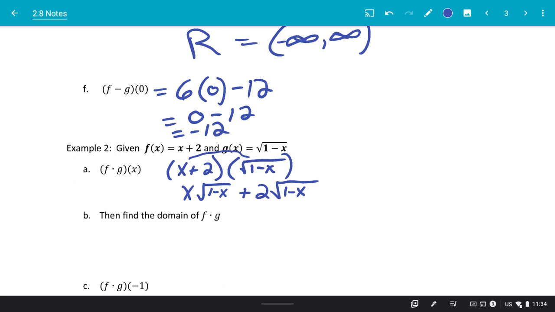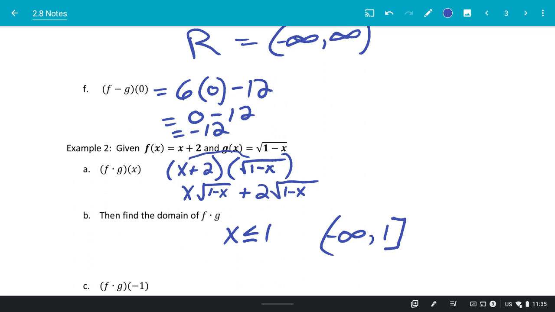What is the domain? What can I not have in roots? Negative. Can't have any negatives. So this x, is it greater than 1 or is it less than 1? Because we're subtracting it, right? So my domain must be less than or equal to 1. Or if we wrote it in interval notation, it would be from negative infinity to 1, including 1.